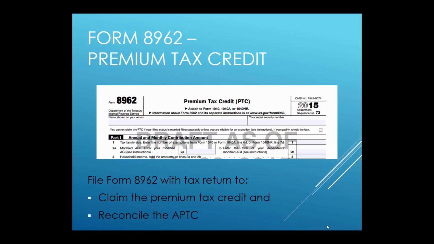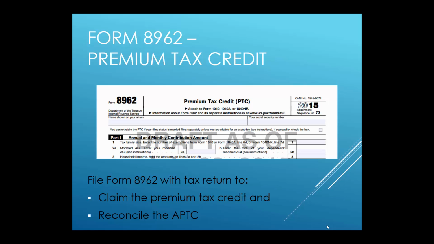Now let's take a closer look at the Form 8962. Now again, this form is used to claim the premium tax credit and to reconcile advance payments with the premium tax credit allowed. Form 8962 calculates the premium tax credit amount based on a sliding scale, with greater credit amounts available to those with lower incomes.